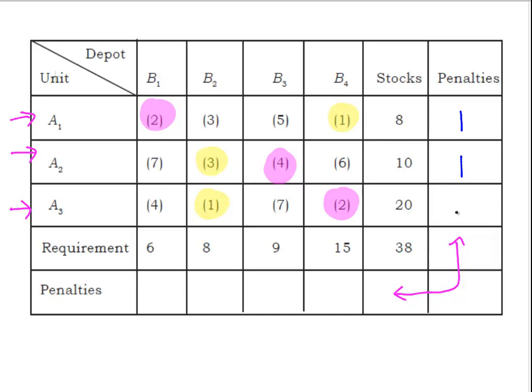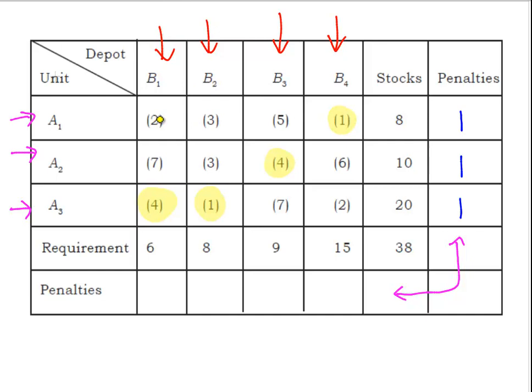We're going to do the same thing now for the columns. I'm just going to get rid of the highlighting there and start again. So we're going to look at the columns now, this column, this column, this column, and this column, and we're going to populate the values of the penalty row down the bottom. So let's pick out the lowest. That's the lowest for that column, that's the lowest for that column, that's the lowest for that column, that's the lowest for that column. The next lowest is 2 for that column.